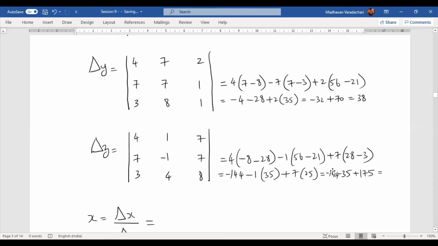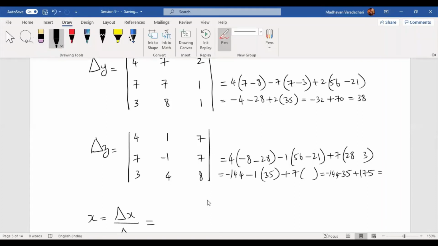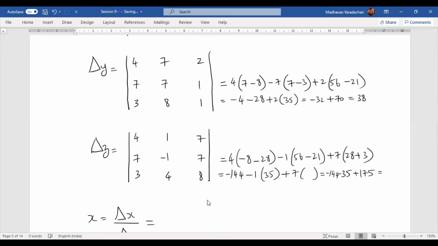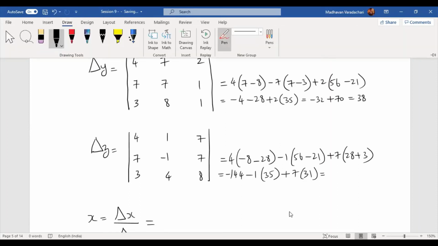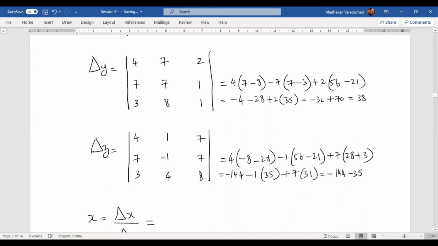25 into 7. How much is it? This is 7, 28, minus or minus. This is also wrong. I'm sorry. Seven fours are 28, minus or minus, it becomes plus. So this gets changed. So negative 144 minus 35, 7 into 31 is 217. Minus 144 minus 35 plus 217. So that result also is 38.